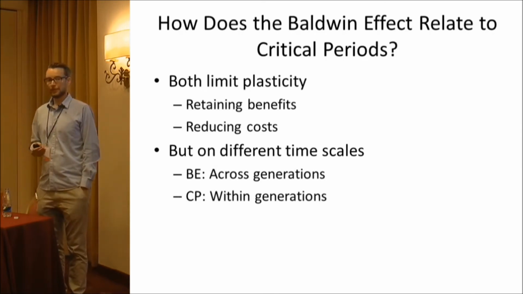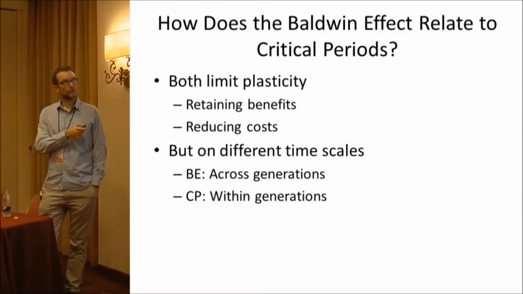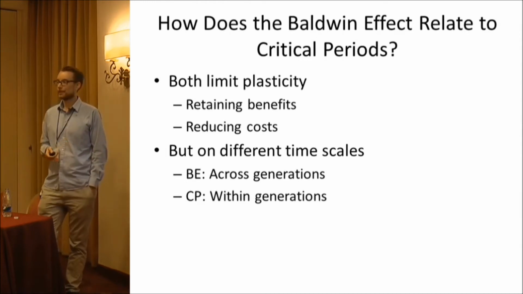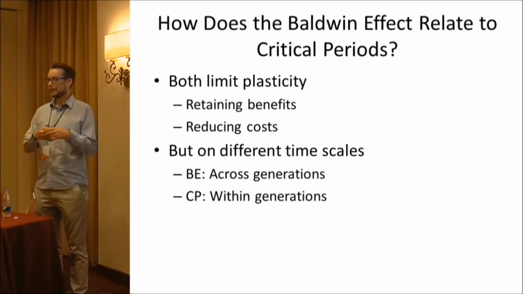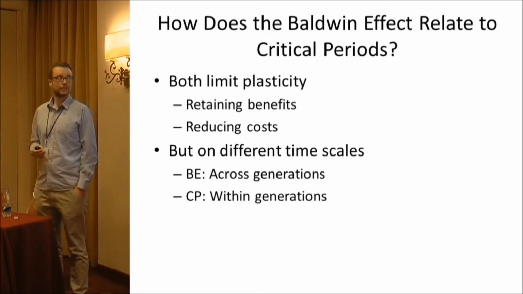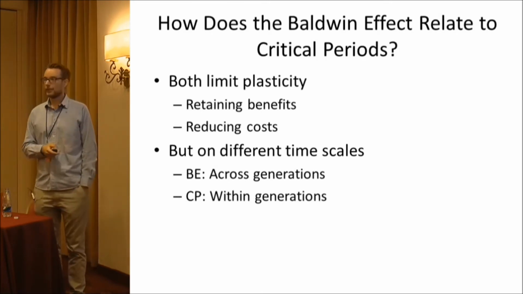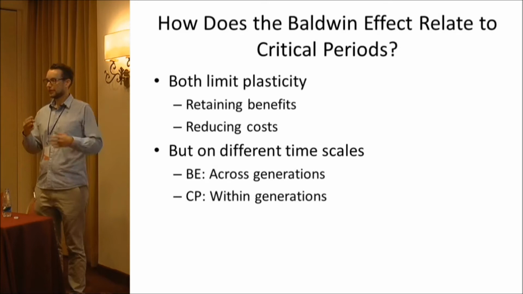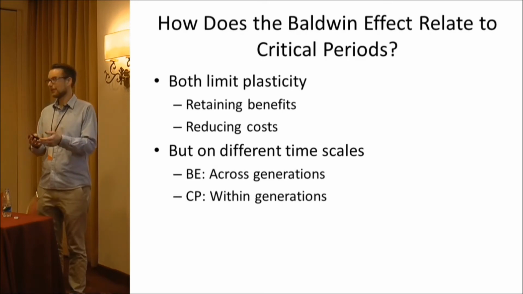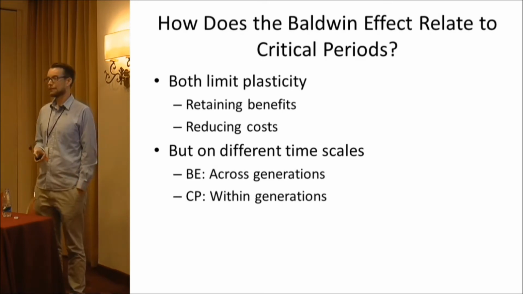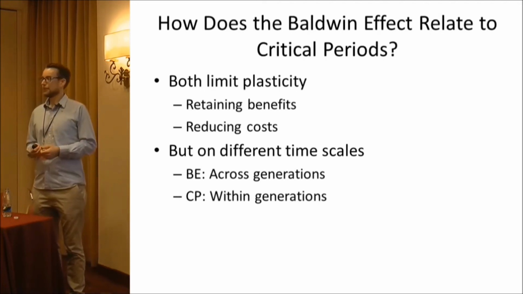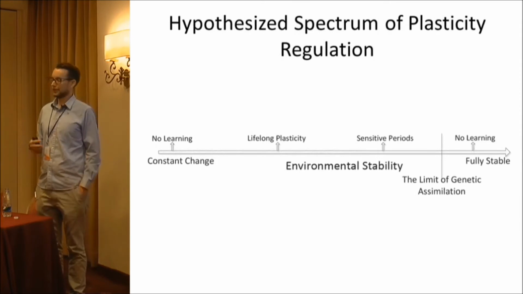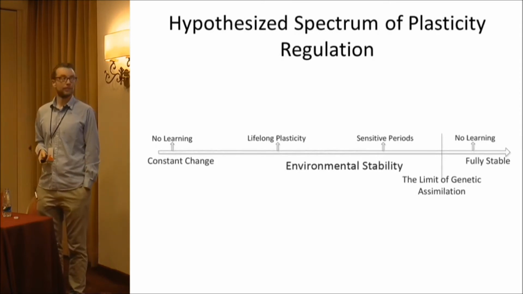I think I've never seen them studied together. And the reason is that we most of the time study them on different time scales. The Baldwin effect we study mostly across generations, looking at how the plasticity evolves across generations, how genetic assimilation happens across generations. Whereas the critical periods we usually study within a generation. So we look at one individual, see that he learns a lot early in life and stays stable for the rest of his life, for instance. So what I wanted to do was try to find some way to study these two effects together to see how they relate to one another.